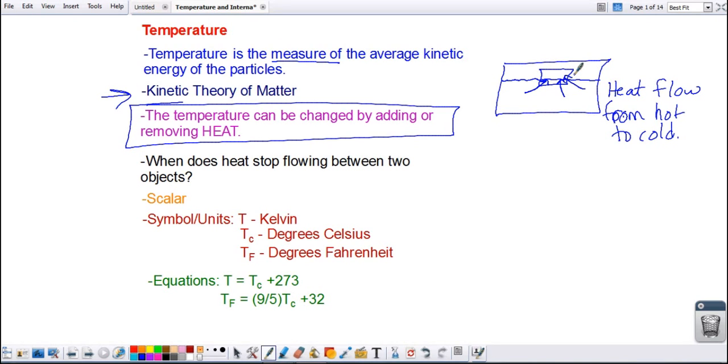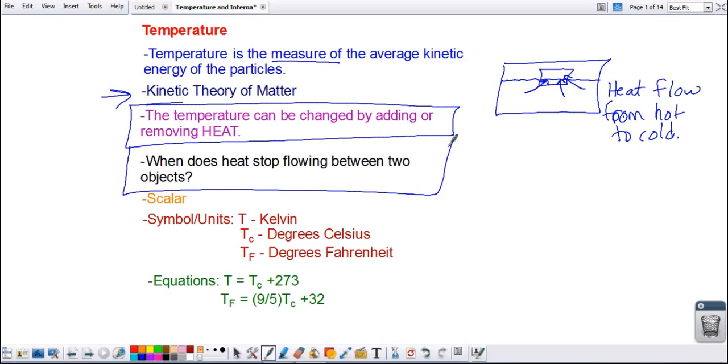And as that happens, heat's leaving the water, therefore the temperature of the water is going to go down. And also, heat is entering the ice cube, so the temperature of the ice cube will become higher. Heat is flowing from hot to cold, which leads us to, when is this going to stop? Heat flows from hot to cold. Well, when will it stop?